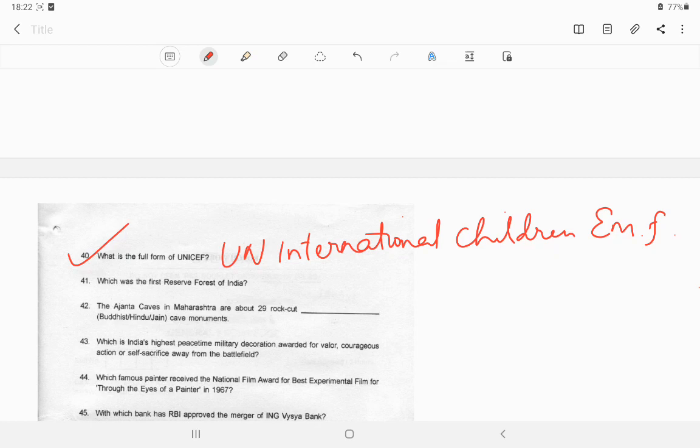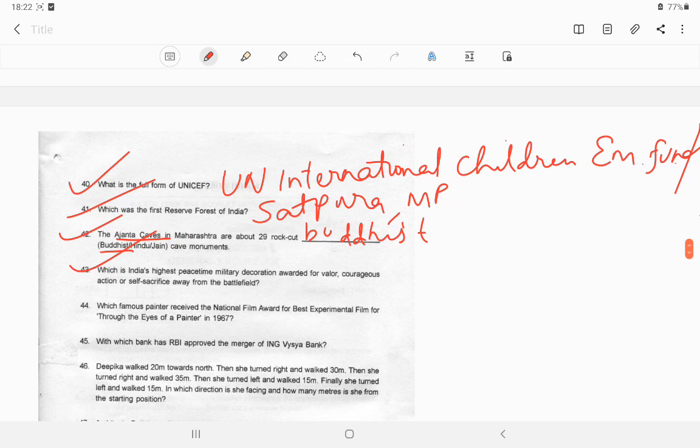That's it. And which was the first reserve forest of India? The Satpura Reserve Forest, in Madhya Pradesh. Ajanta Caves of Maharashtra are Indian rock-cut caves. They are Buddhist caves.